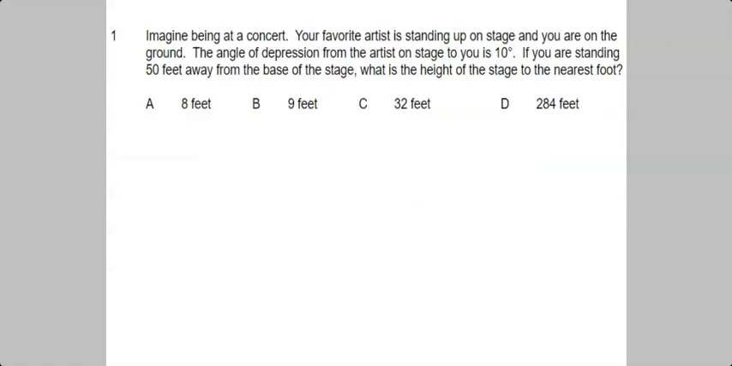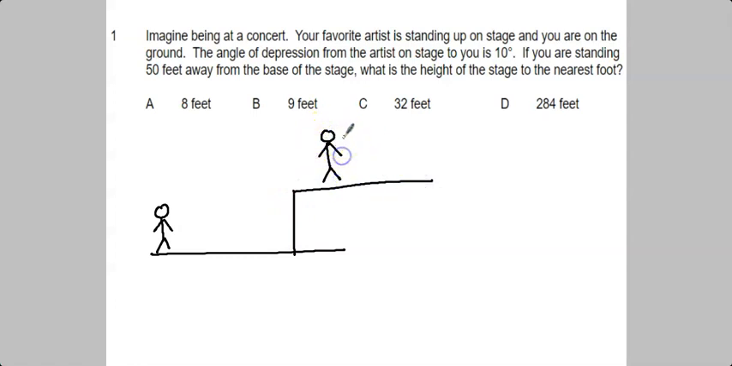Alright, number 1. So imagine being at a concert, your favorite artist is standing up on a stage, and you are on the ground. So let's pause right there. Let's come up with a little picture. So ground, here you are, and there's some sort of stage. And the artist is up here. It says that the angle of depression from the artist on the stage to you is 10 degrees.